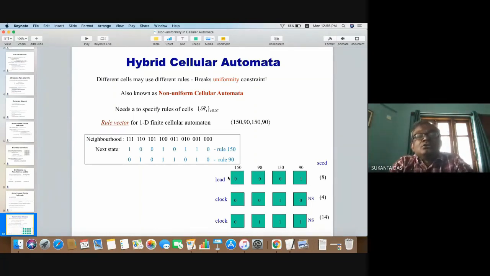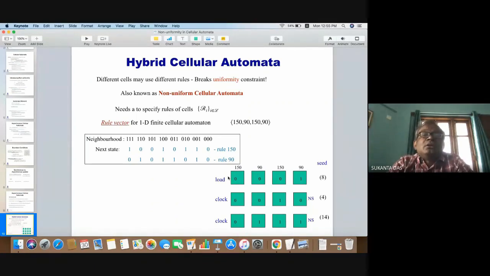So in the coming class also, I shall consider this CA, named non-uniform cellular automata, in detail. Non-uniform cellular automata or hybrid cellular automata, both names are used, where the cells will use the Wolfram rules only.